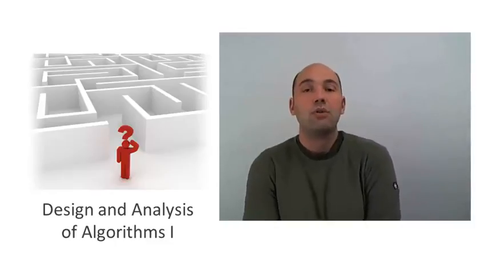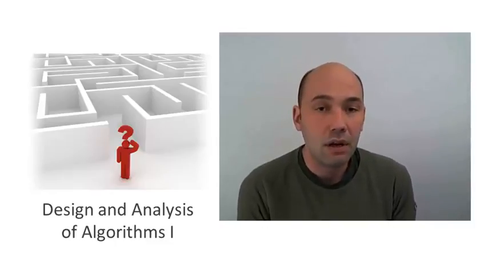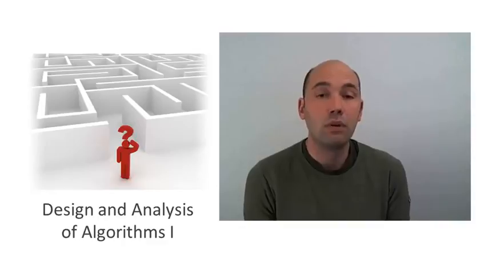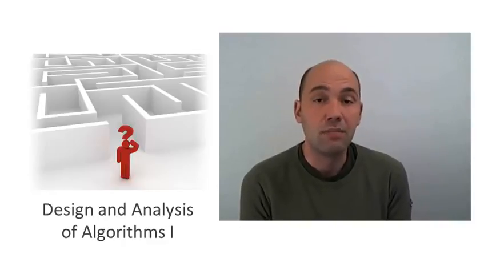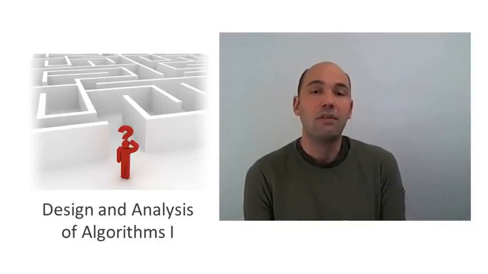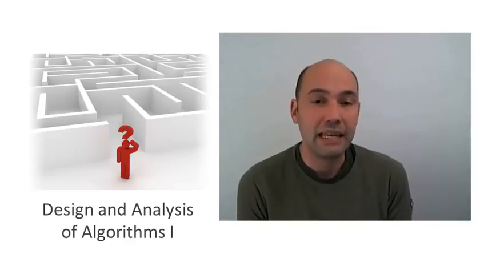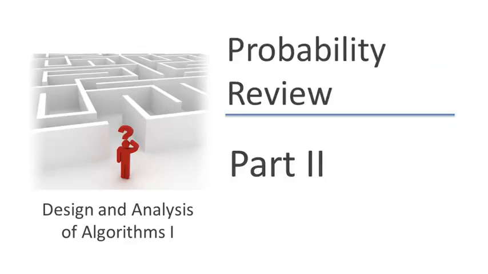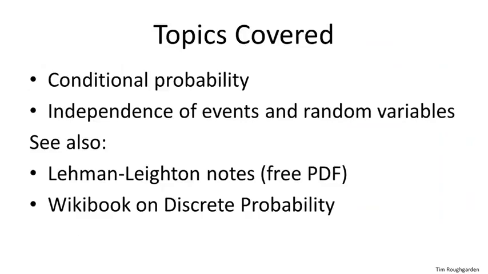So welcome to part 2 of our probability review. This video assumes that you've already watched part 1, or at least are familiar with the concepts covered in part 1, namely sample spaces, events, random variables, expectation, and linearity of expectation. In this part of the review, we're going to be covering just two topics: conditional probability and the closely related topic of independence, both between events and between random variables.